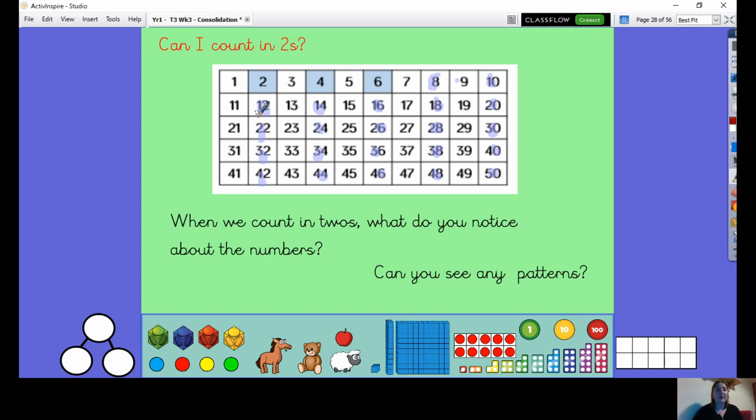You might have noticed that we have a number, we miss a number, then we're counting, miss a number, counting, miss a number, counting. You might have seen that as well, that there's a number missed out. Some of you may already know, we're not going to go over it this lesson, but some of you may have heard of those words, an odd number and an even number.